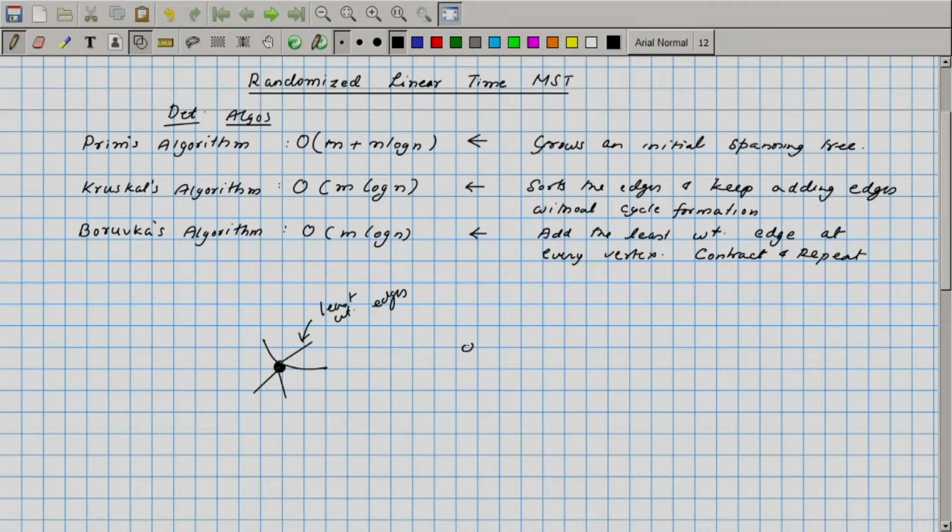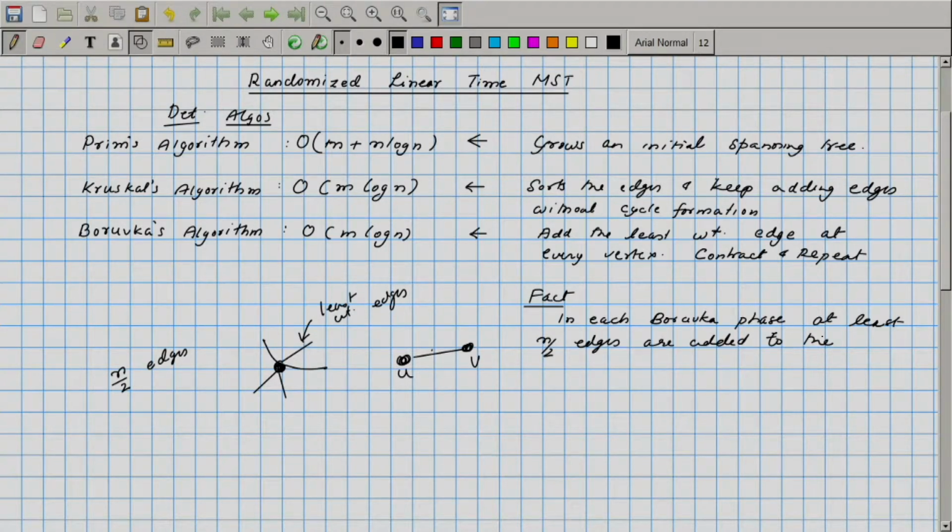It could happen that the least weighted edge is shared between two vertices. For example, this UV edge could be the least weighted edge for U as well as for V. In that case, you will get only one edge instead of one edge for every vertex. In the worst case, you will get one edge for every two vertices, so you will get at least n by 2 edges. Let us call that a Boruvka phase. In each Boruvka phase, at least n over 2 edges are added to the MST.